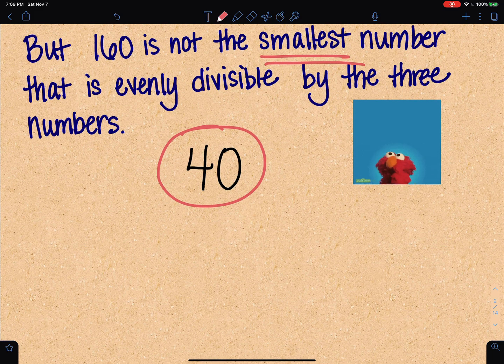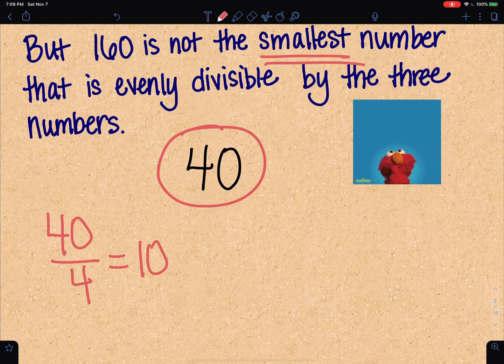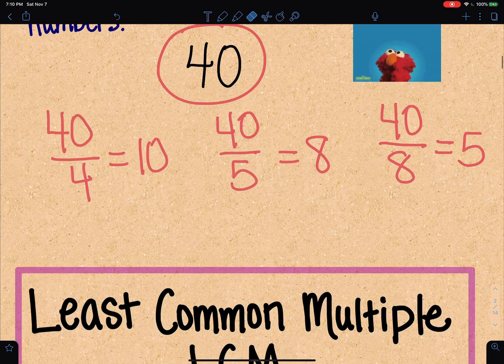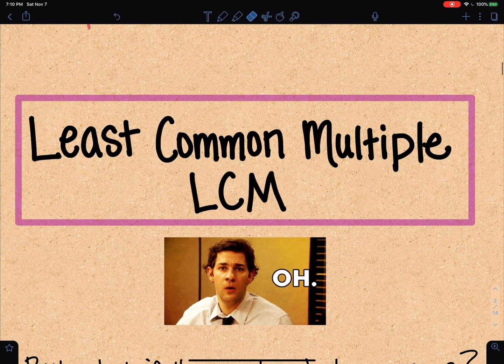So let's just prove that all of those numbers evenly go into 40. 40 divided by 4 obviously is 10. 40 divided by 5 obviously is 8. And then obviously, since you just did 8 times 5, 40 divided by 8 is equal to 5. So we call the smallest number that can be divided evenly by each of a group of specified numbers the least common multiple. And the least common multiple is abbreviated LCM. Okay, so we're going to be finding LCMs.